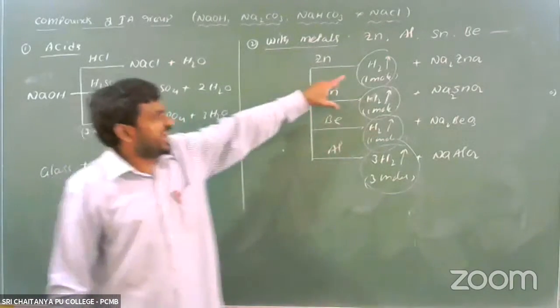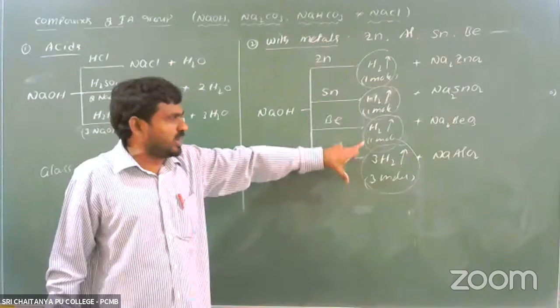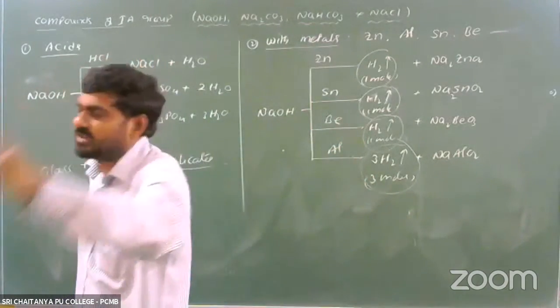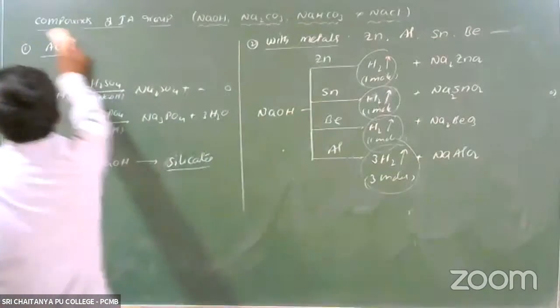Okay, so here in all the reactions, 1 mole of hydrogen gas is liberated except with aluminum. With aluminum, it liberates how many moles of hydrogen gas? 3 moles of hydrogen gas.